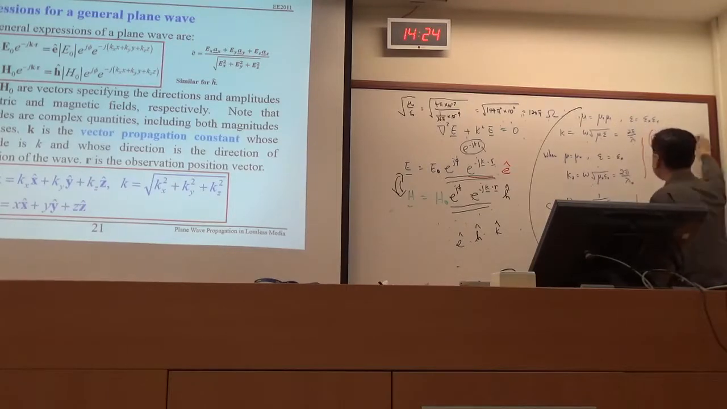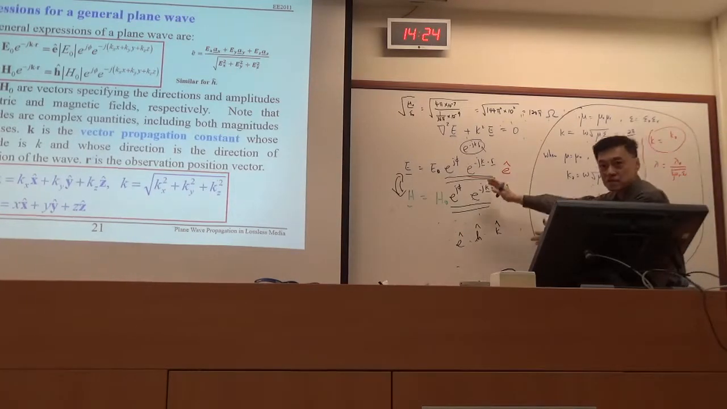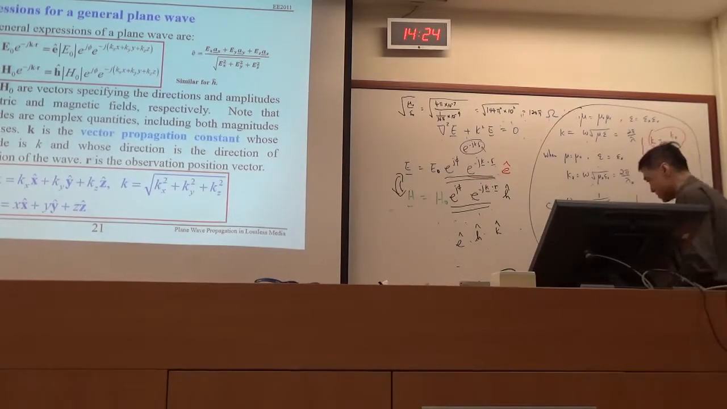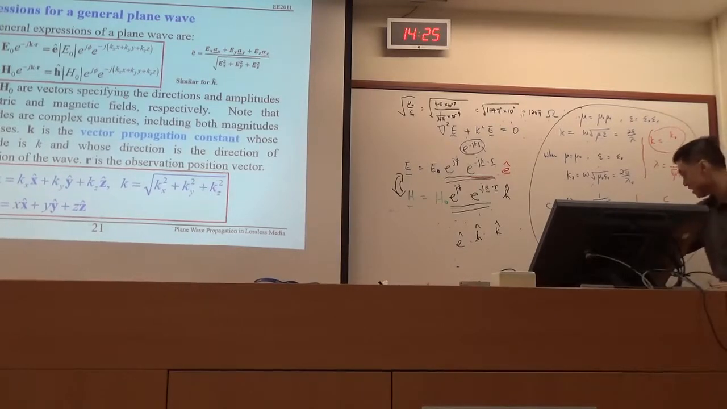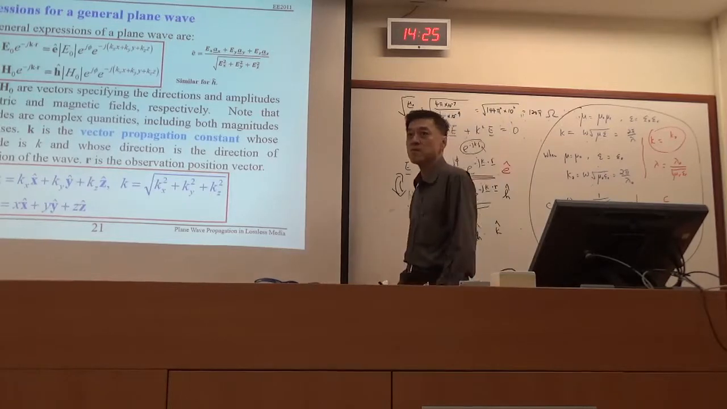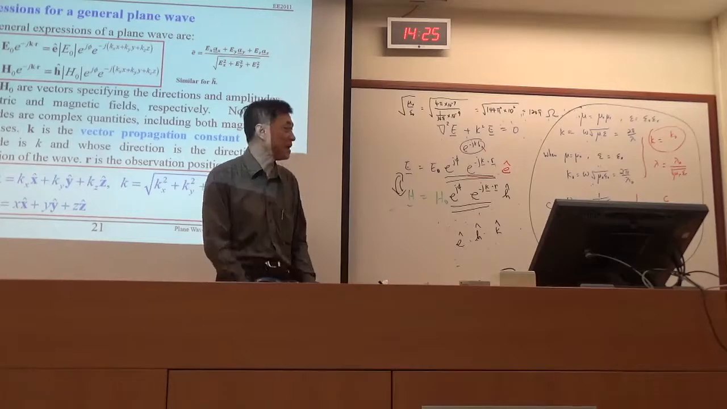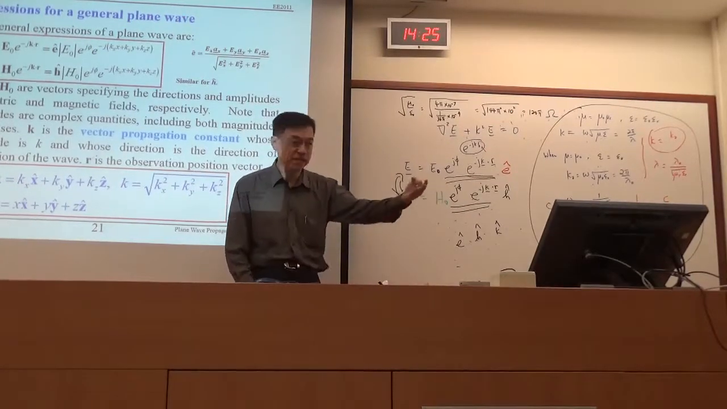This thing here is still the same, whether it is the simple solutions or a general solution. This whole thing is still the same. E naught over H naught is still equal to this. Everything else is still the same. So from a simple solution, we generalize by two or three things.